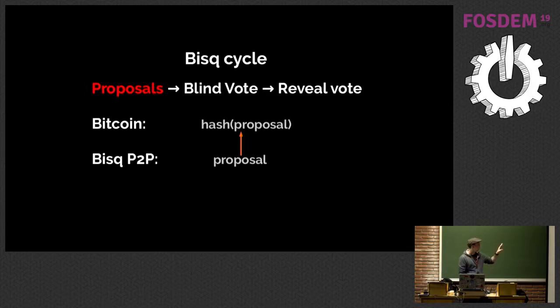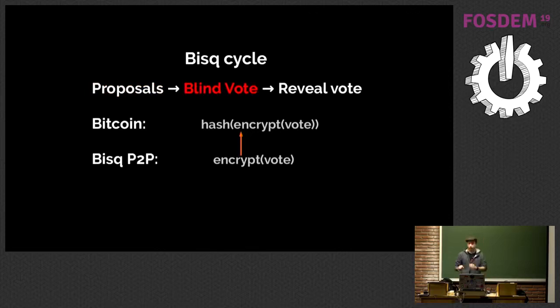Then, when the proposal phase is over, I go to the blind vote. I take all the proposals that I know from Bitcoin, and I take the text that I got from the Bisq P2P network, and I vote, and I encrypt my vote. I put the hash of the encrypted vote on Bitcoin. So then I know how many people voted.